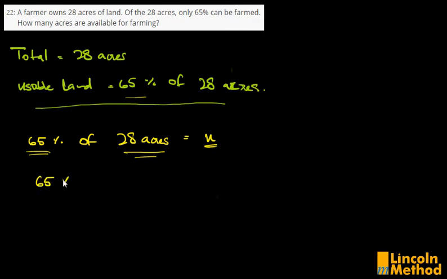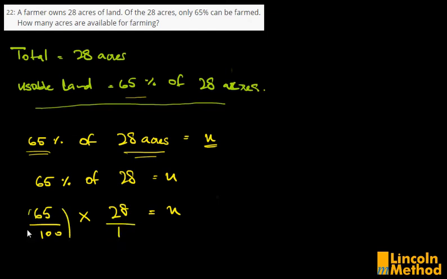I'll have to rewrite this before we can solve it. So 65% of 28 is X. Now 65% of 28 can also be written as 65 over 100. And whenever we have "of" between two quantities, we're supposed to multiply them. So 65 over 100 multiplied by 28 should give us the value of X. Since 28 is a whole number, I'm going to add a denominator below it so that it's easier for you to follow.